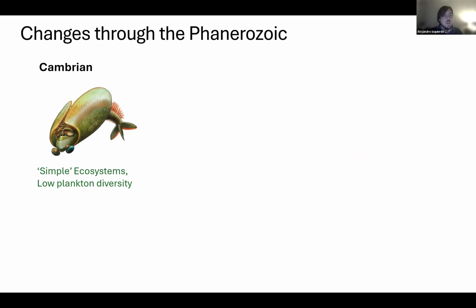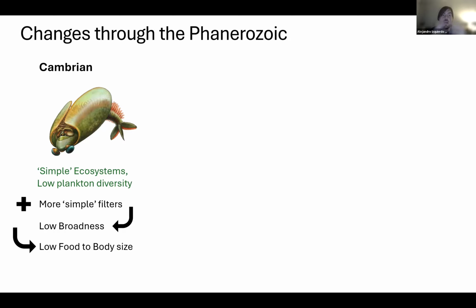During the Cambrian, we have simple ecosystems, with very limited, low plankton diversity and low plankton abundance. What we have here is suspension feeders with very simple filters. So the filters of the Cambrian don't have subsections. Nowadays, if you look at a seta, this seta has smaller setae, so they can capture more types of prey. Here, you only have one seta, like one small hair. So these simple filters, of course, can only capture one type of particle, so therefore they have low broadness, and usually it's around their body size or very close to their body size.